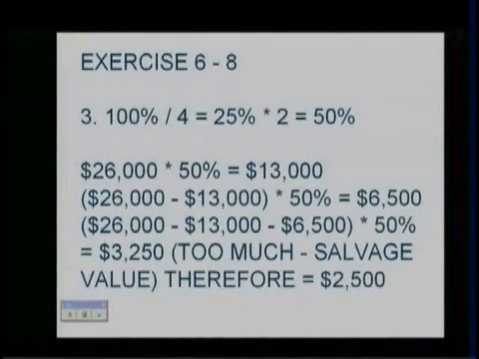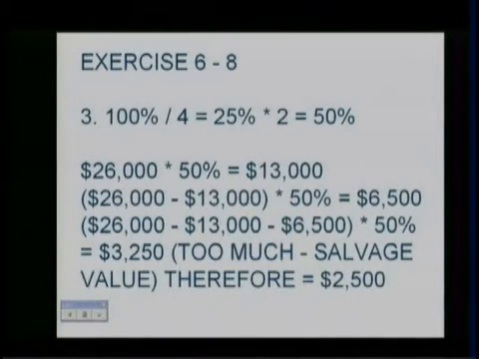The first year there is no accumulated depreciation, so you take cost minus 0, or $26,000 minus 0 times 50%, which gives you $13,000. Now notice on the next line, in the second year you take the $26,000 minus all the depreciation you've taken so far. Well, there's only 1 year, so it's $13,000 times your 50%, which gives you $6,500. In the third year, you take your $26,000 minus all the depreciation you've taken so far, which is $13,000 and $6,500. You multiply that by 50%, and that should give you $3,250.